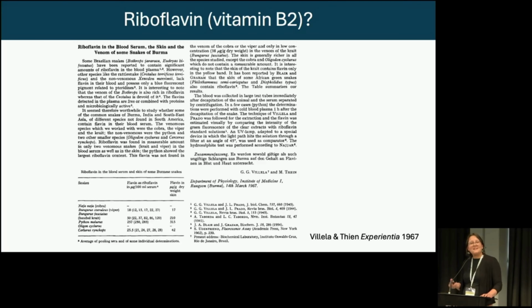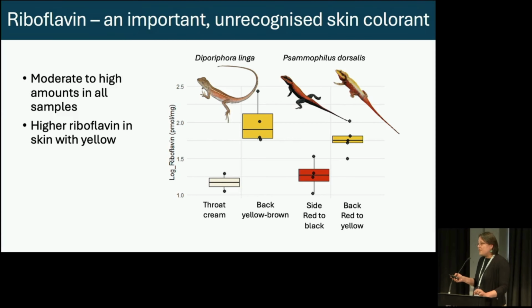And what we found actually surprised us. We found that riboflavin was present in high quantities in all of our samples. That in itself isn't surprising. But those concentrations differed within individuals in different skin samples. In this lizard, for example, you've got higher quantities of riboflavin in the yellowy brown dorsal part and the yellow stripe than in the cream ventral area.